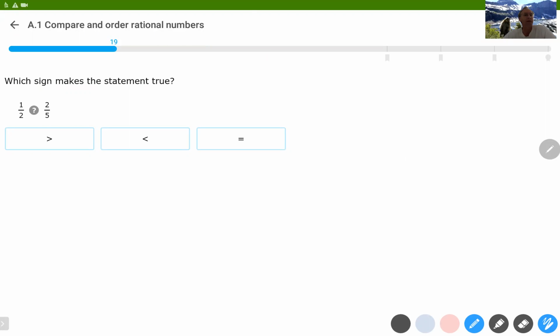Which sign makes the statement true? Now for me, I immediately see 1/2 as 0.5. And I see 2/5 as 0.4. And since 0.4 is less than 0.5, we want this one.